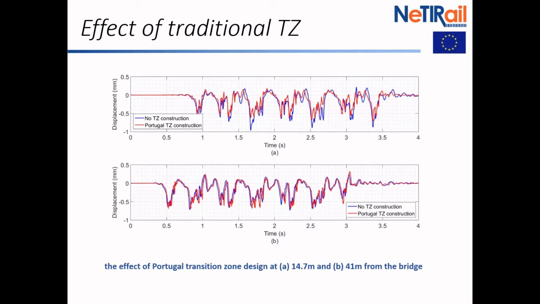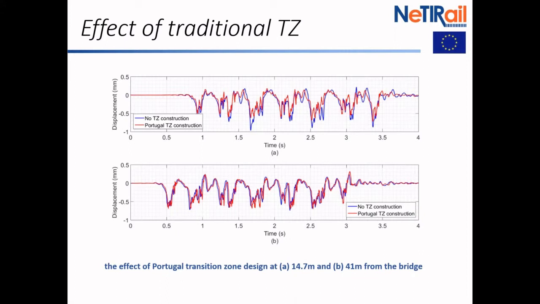But we could then do the modelling and start to understand whether we could replicate what they were finding over in Portugal. So here's the output from the models that we developed in Sheffield. And this one was just saying, let's model it with a uniform embankment and model it with a transition zone to understand what the conventional transition zone is doing for us. So here we've got two lines. The blue one, no transition zone construction, just a uniform embankment. And the red one, a transition zone constructed as they did in Turkey.